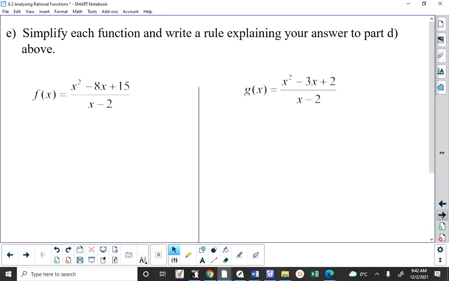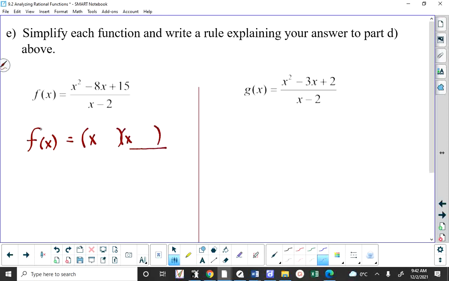Simplify each function. So this is going to show us how we could determine whether that non-permissible value is going to be responsible for a vertical asymptote or for a hole in the graph. When I simplify a rational function, I factor everything first. And x squared minus 8x plus 15, I guess, factors into x minus 3, x minus 5. Would we be in agreement there? Okay. That's step 1 in simplifying a rational expression.